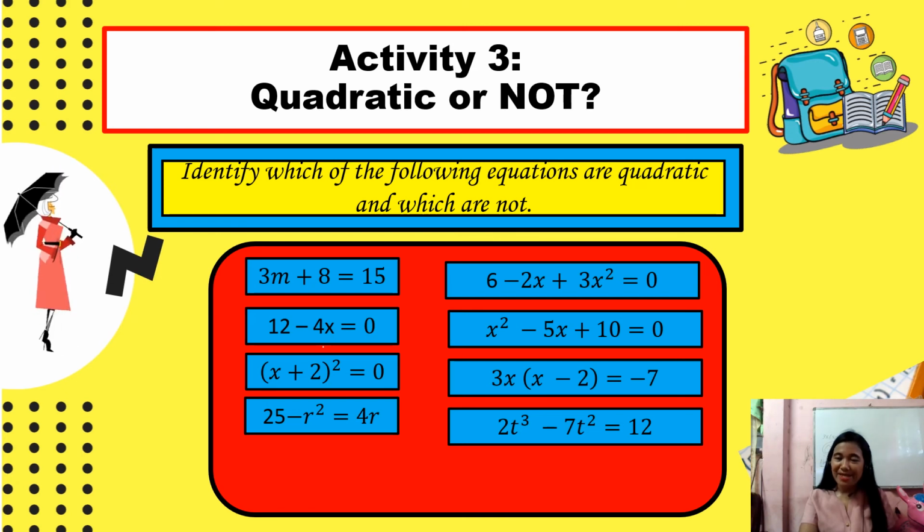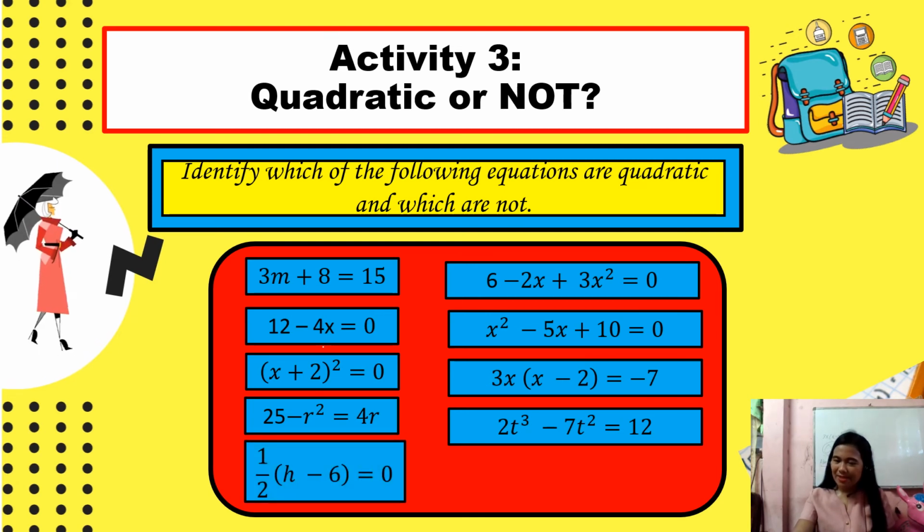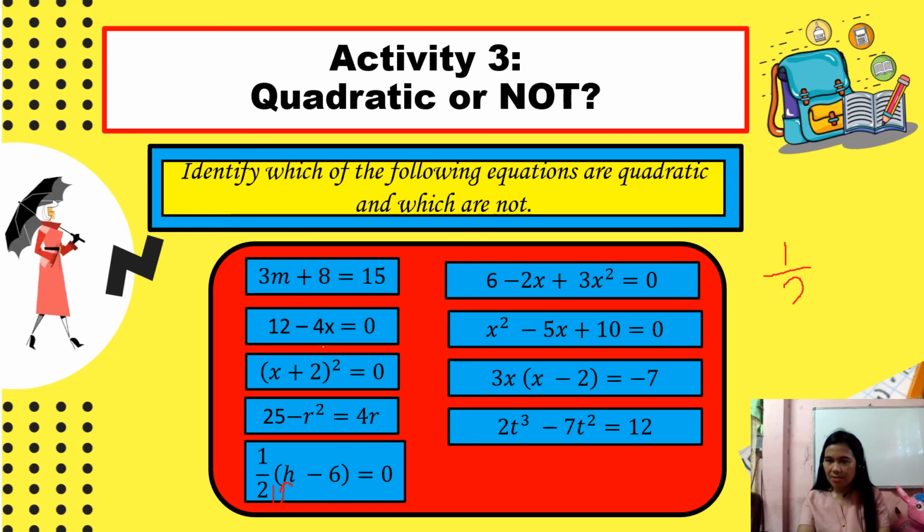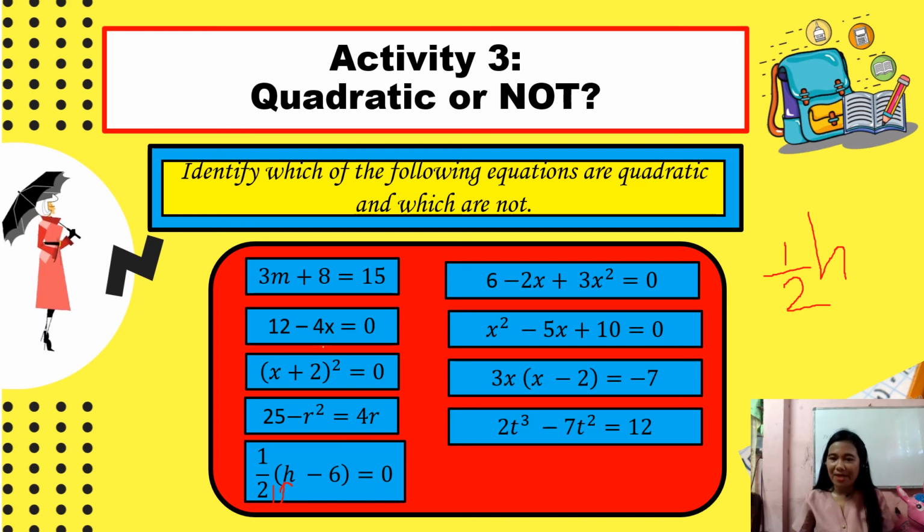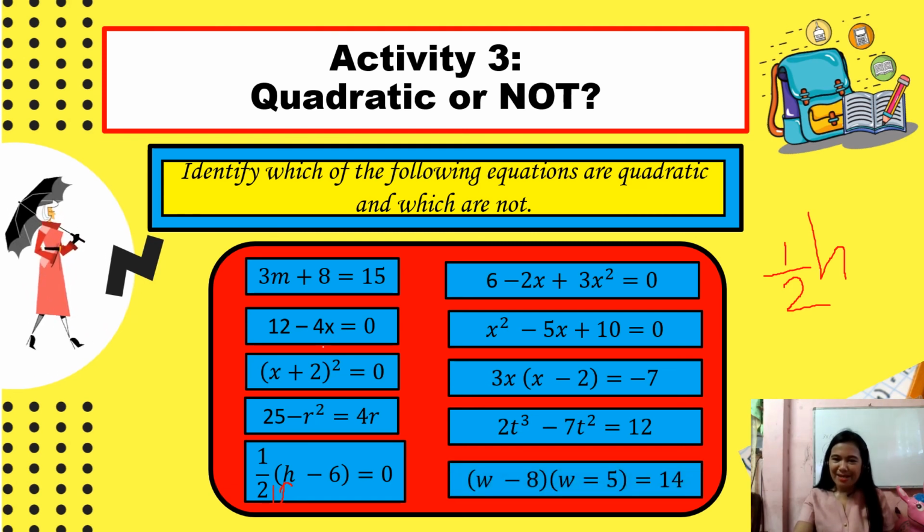Anong sagot? Quadratic yan. Bakit? May highest exponent of 2. Next. Okay, may operation. Pero, pag nag-perform ka ba ng operation, tingnan natin ha. Pag nag-perform ka, 1/2 times h. Yan. 1/2 times h is 1/2 h. Makakakita ka ba ng h squared, yung 2 sa taas? Hindi. Therefore, not po yan. Hindi siya quadratic. Okay. Last.